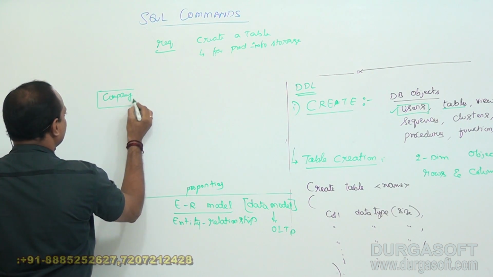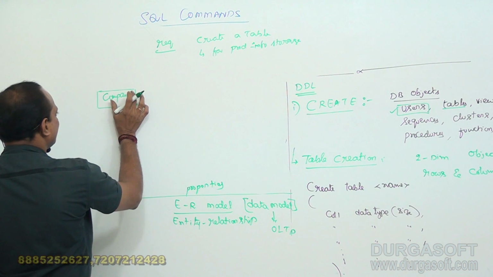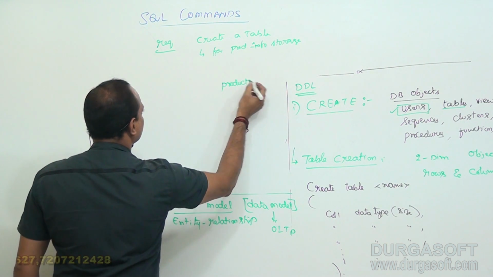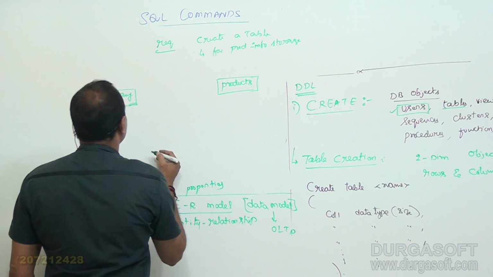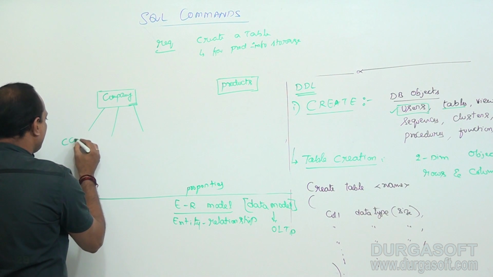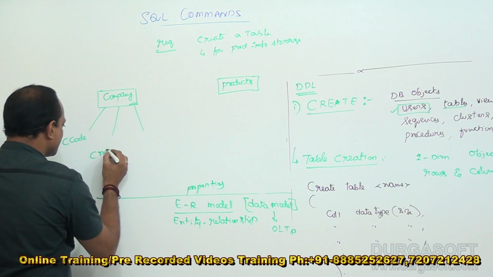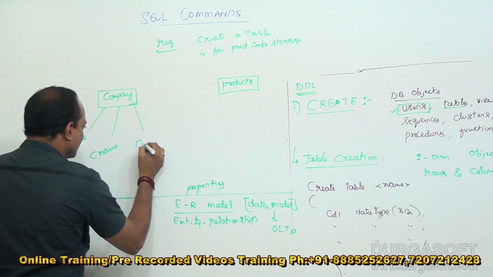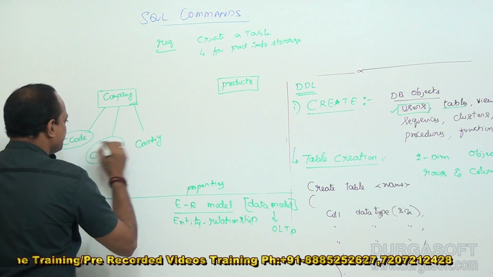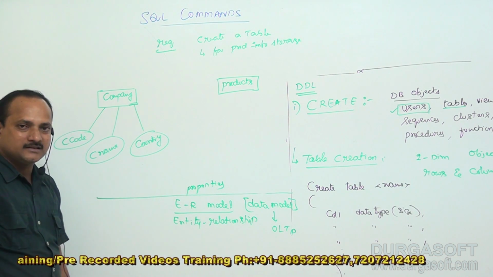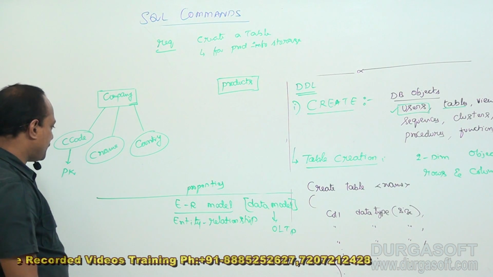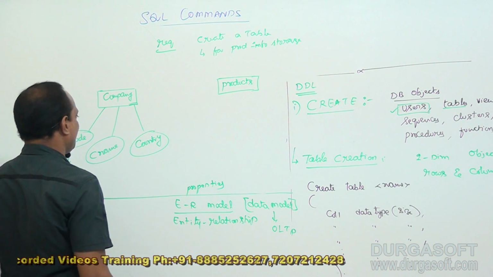Company is an object. Objects are represented in rectangular boxes, and from each company we have products. Products is an object again, and company properties are like this: company code, C code, company name, C name, company country, okay, country. Properties are represented in ellipses, and company code I am defining as a primary key.